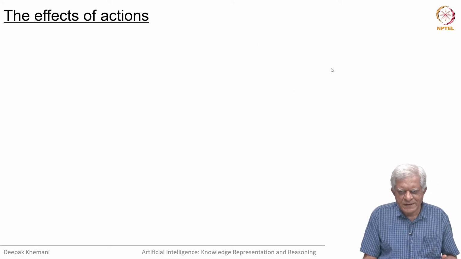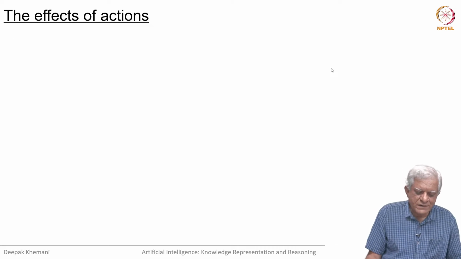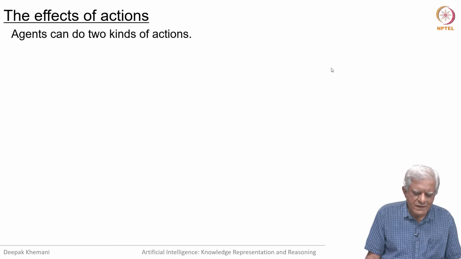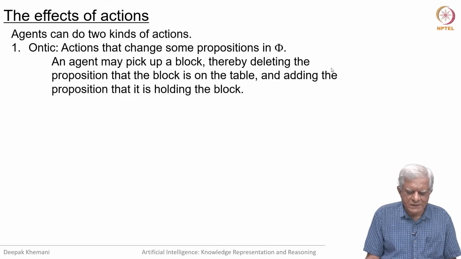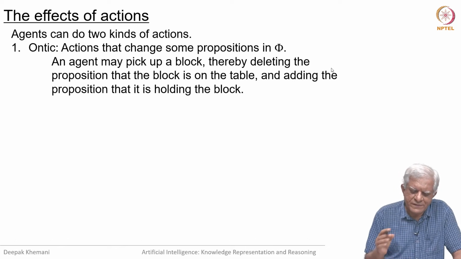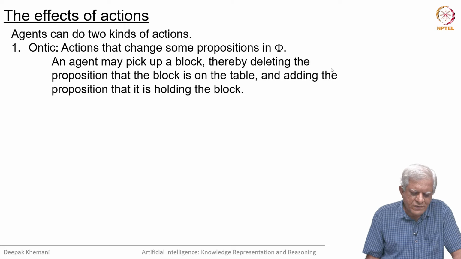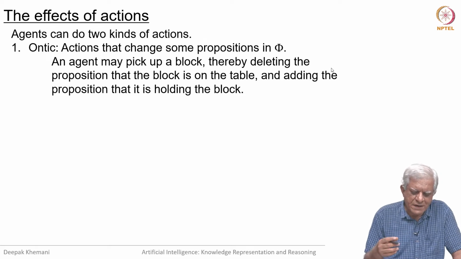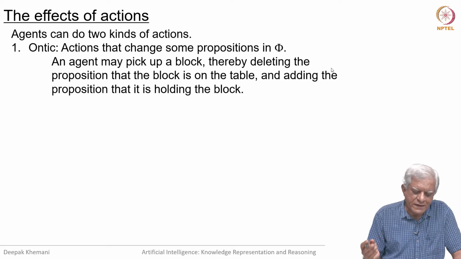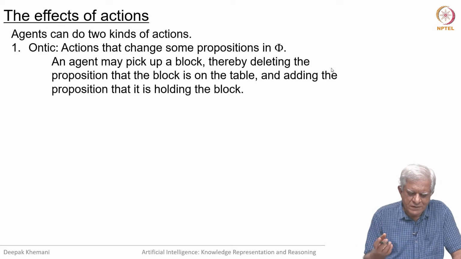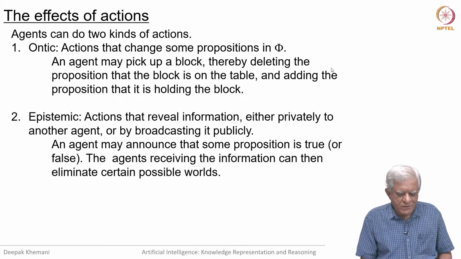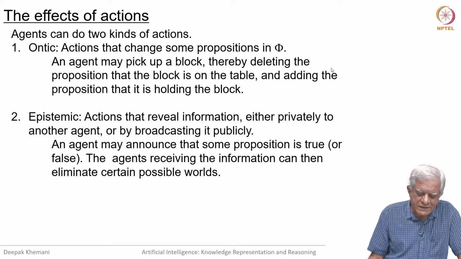So, let us talk about actions. How do you get to know more information? So, actions can be of 2 kinds. One is called ontic actions. These are actions that change some propositions in the set of propositions. So, for example, a robotic agent may pick up a block, thereby deleting the proposition that the block is on the table and adding the proposition that it is holding the block. So, these are real actions in the world, but we can also have epistemic actions, actions that reveal information.